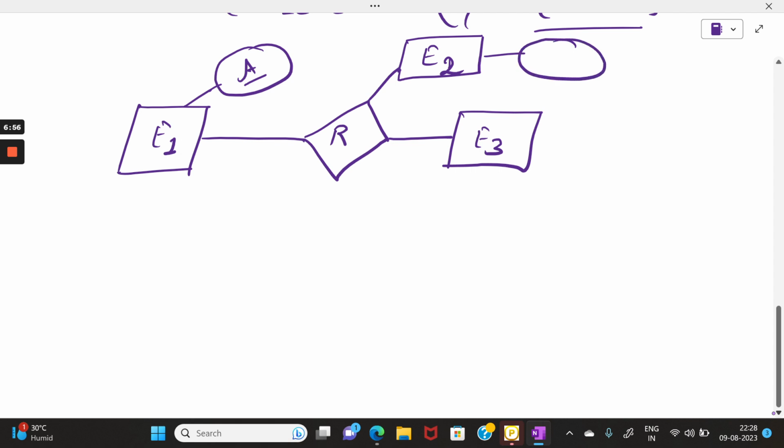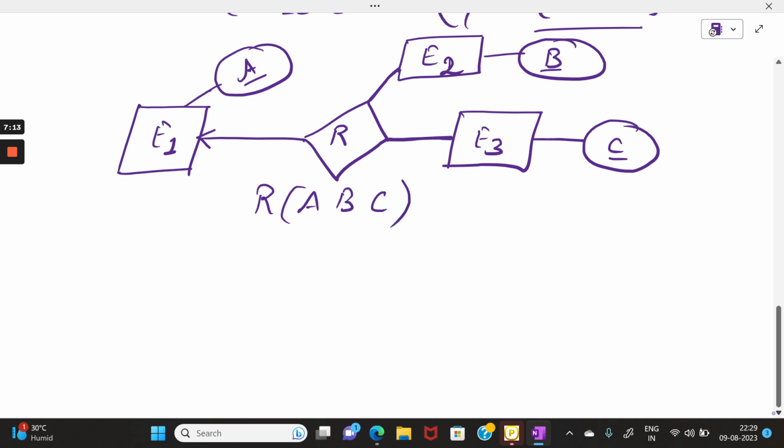We have the candidate key as B, and here we have the candidate key as C. Now, the mapping would be one, many, many. So we have R, A, B, C, and A is from E1, it is a one to many mapping. So one entity is related to many entities of E1 and E3.